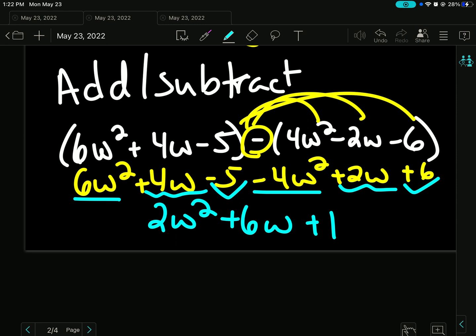And remember, we want to write our answer in standard form. So our highest exponent should come first, which is why our w squareds come first, then our w's, then our 1's. It has nothing to do with our coefficients. So the 2, 6, and 1 are not going to be in the correct order every time. Okay, we go by exponents. Again, if you need to pause this video here to catch up, feel free to do so.